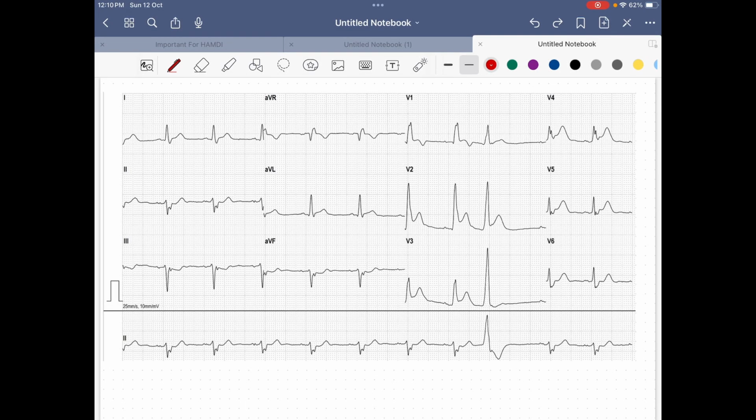Hi, this is the ECG, and this is my take on the ECG.